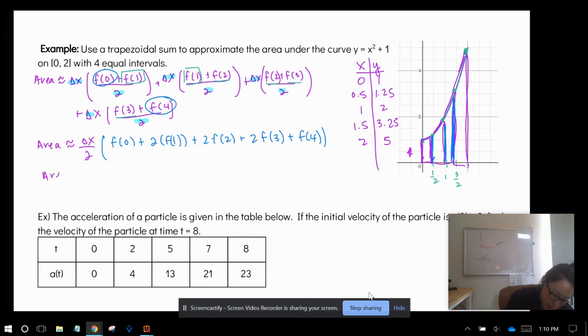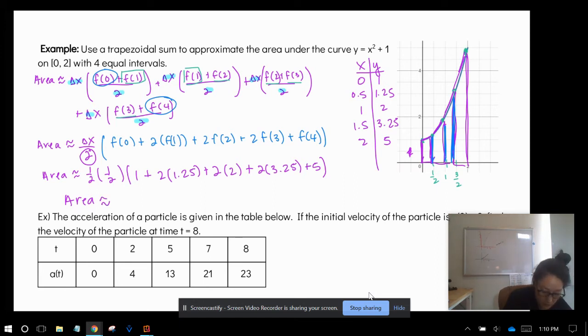So area is about equal to delta x is 1/2 times 1/2 for the divide by 2. And f of 0 is 1 plus 2 times f of 2, 1.25, plus 2 times 2, plus 2 times 3.25, plus 5. So area under the curve is about equal to 4.75.